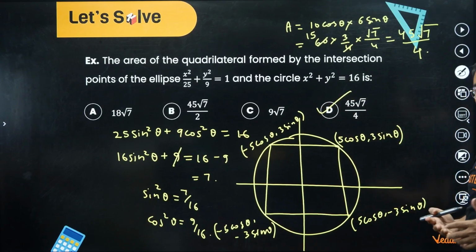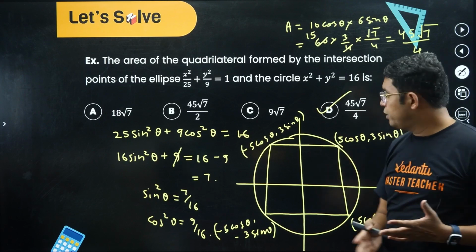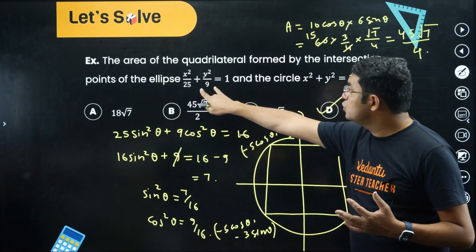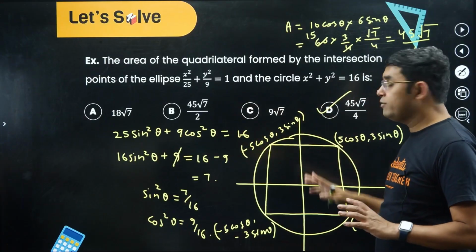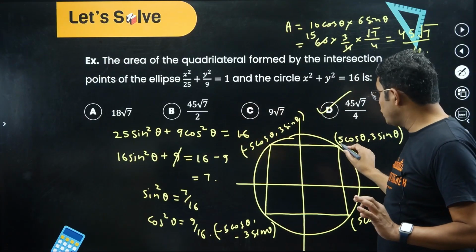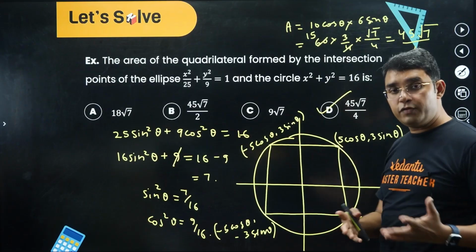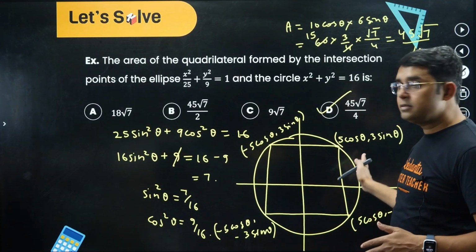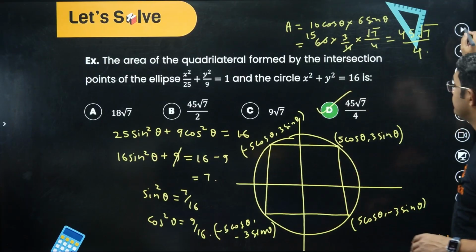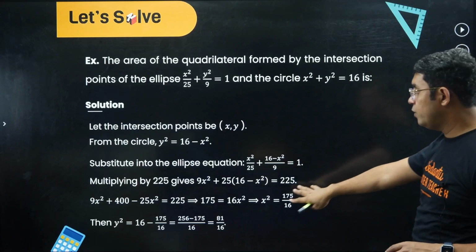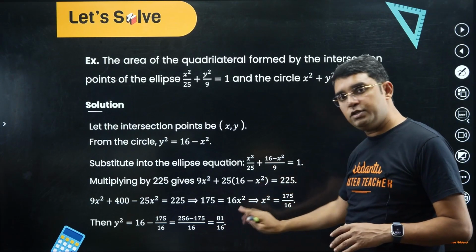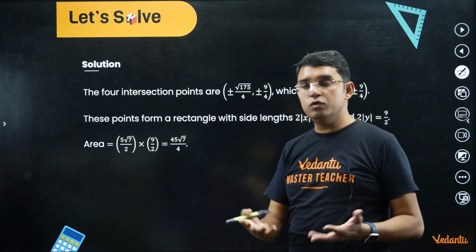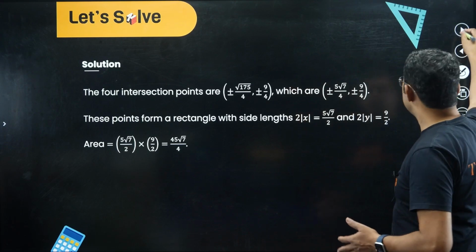Okay, I think that is the best method, I will say, because your calculation is least, although you may solve these two as linear equations in x square and y square. That will give you the x coordinate and y coordinate of their point of intersection. That can also be done, but if you know parametric coordinates, I think it is much better. Okay, here I think they have solved that way only, solving for x square and y square, and then doing 2x into 2y will give you the answer.